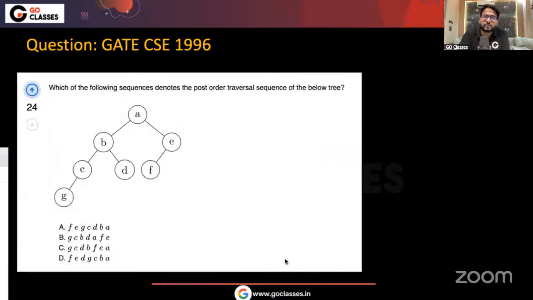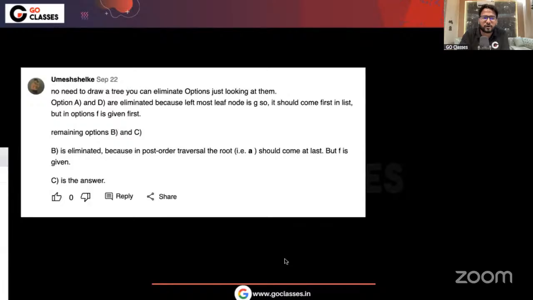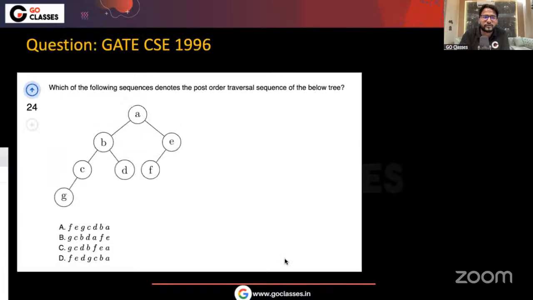Which of the following sequences denotes the post order? You can find out the post order here. From the options also probably you can do it. See, A is the root, so this is anyway not the option. B is not the option.